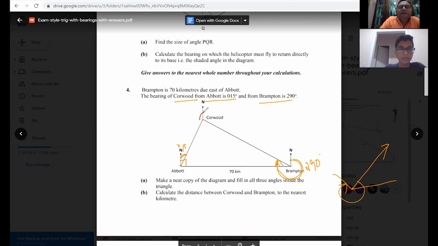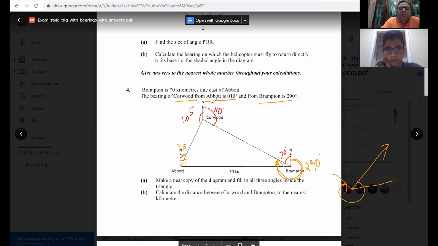We know what this angle is. 180 minus 15. Do it. Just 165. So likewise, we can get other angles. So if this is 290, how much is this? 360 minus 290, 70. And how much should that be? 180 minus that, 110.